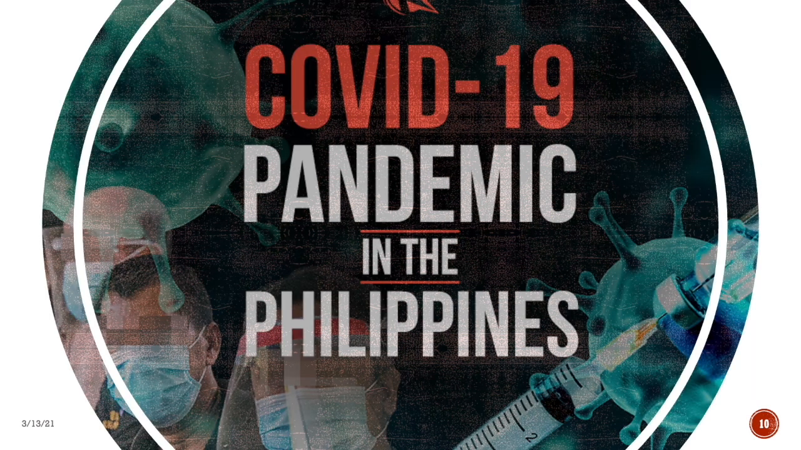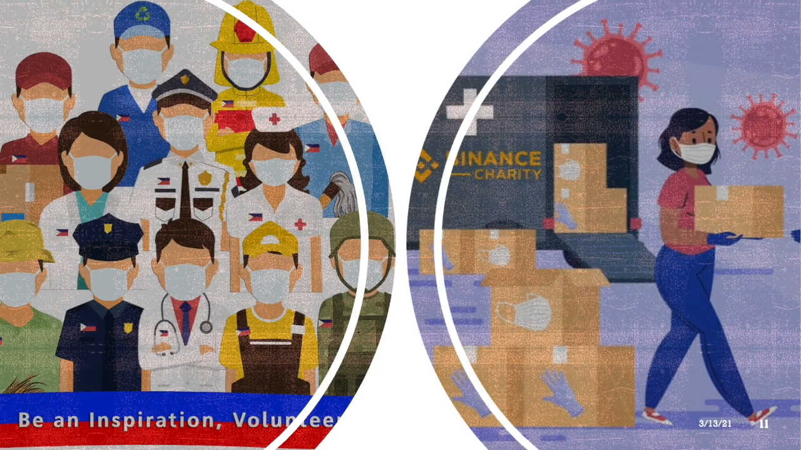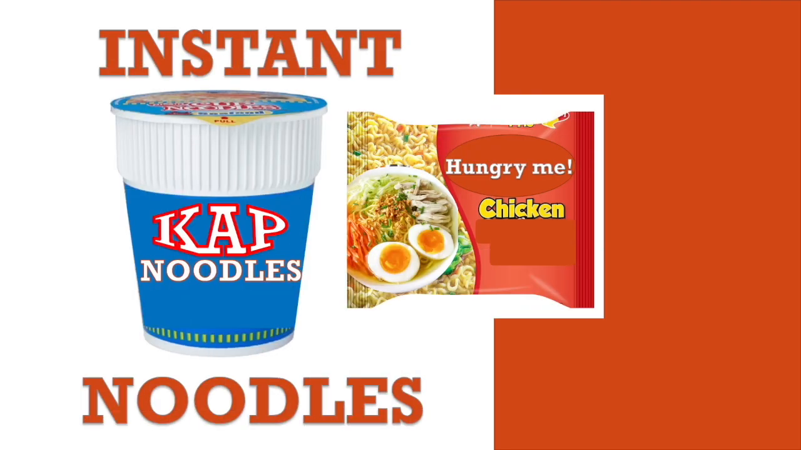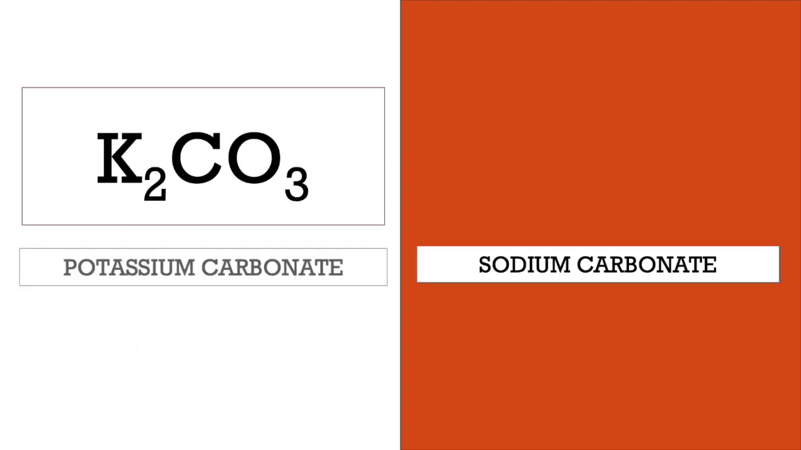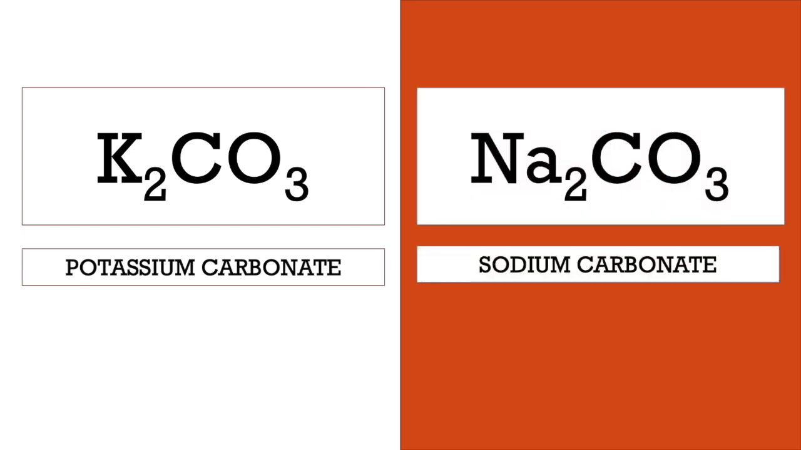Amidst the COVID-19 pandemic, people, especially those who belong to the low-income bracket, solely depend on ayuda and relief goods given to them, like instant noodles, in order to survive. What makes an instant noodle? An instant noodle actually contains potassium carbonate or K2CO3 and sodium carbonate or Na2CO3. Are these compounds making up the noodles beneficial to our body? Let's find out by calculating its percentage composition.